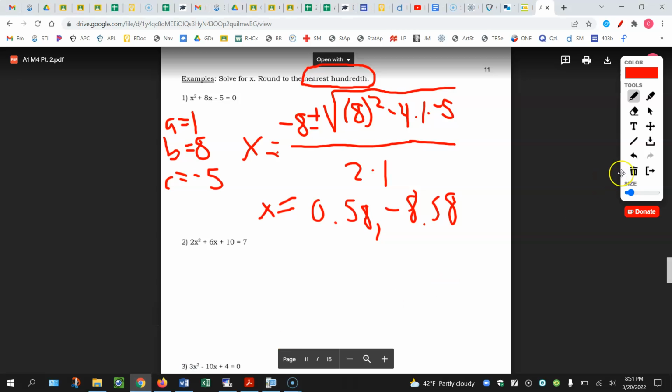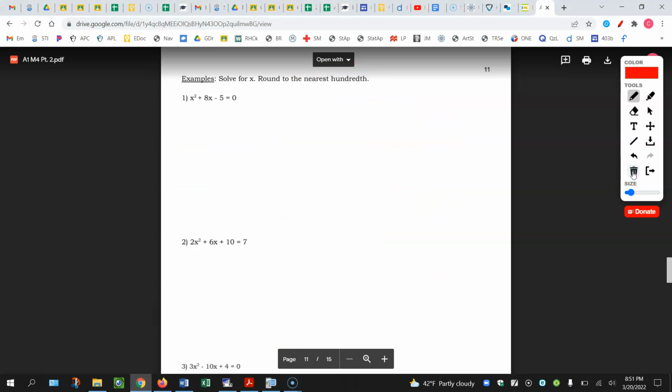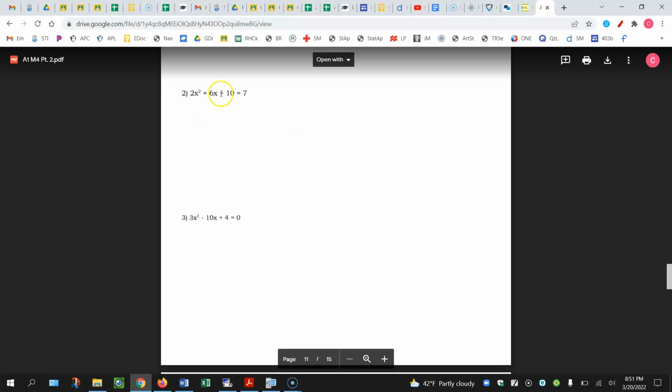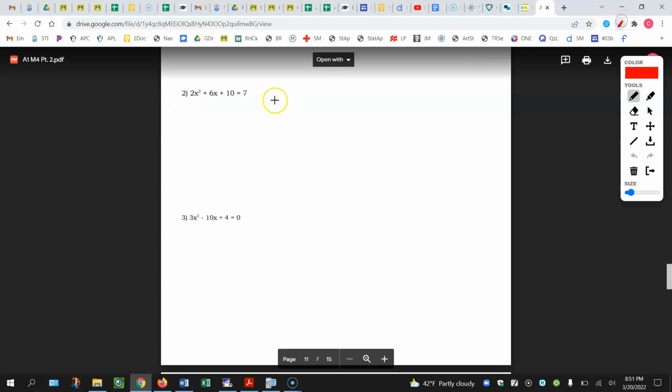All right, let me delete this and move on to the next one. All right, so for number 2, what you need to do here first is get the equation set equal to 0. You can't use the quadratic formula yet because this is equal to 7. So what we're going to do, minus 7, so 2x squared plus 6x plus 3 equals 0.